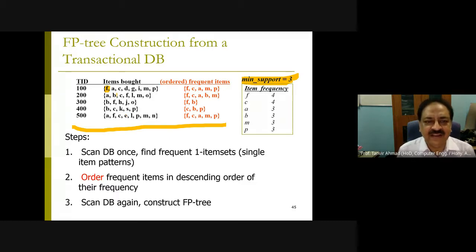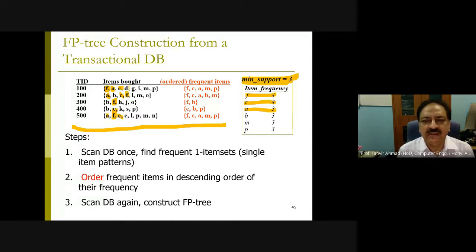I find F occurs 2 times, 3 times and 4 times. Therefore I write F is equal to 4. Then I check for A, I get 1 time, 2 times, 3 times. Therefore I will write A is equal to 3. C, again 1 time, 2 times, 3 times and 4 times. Therefore I write C.